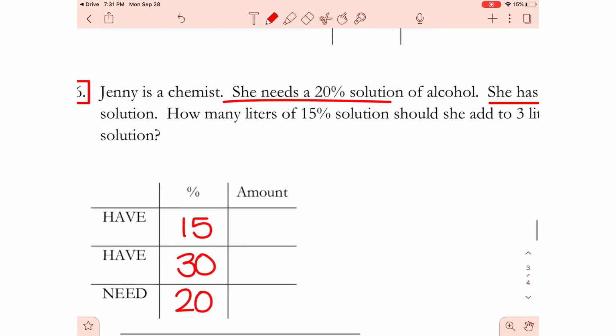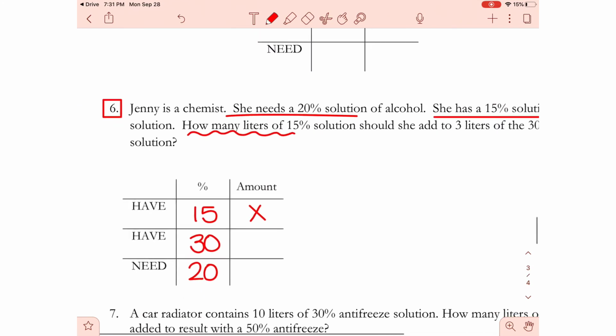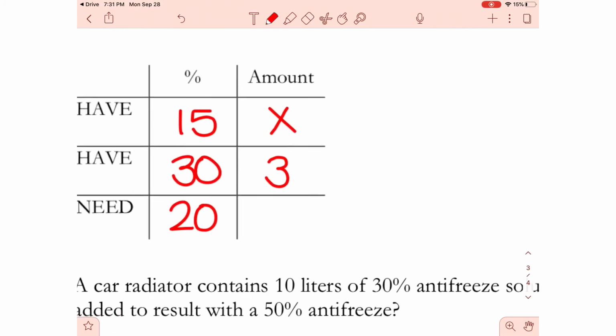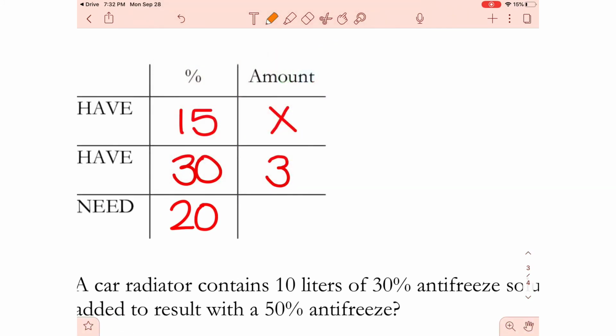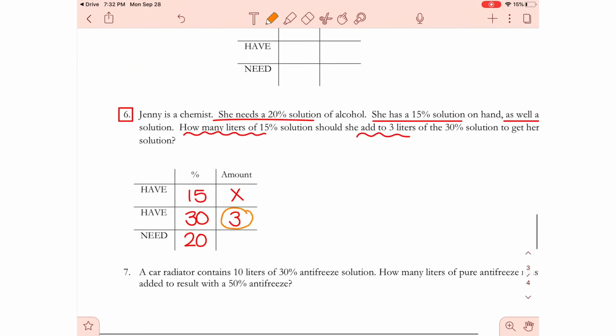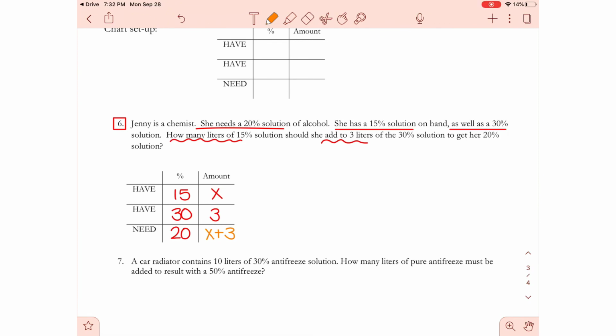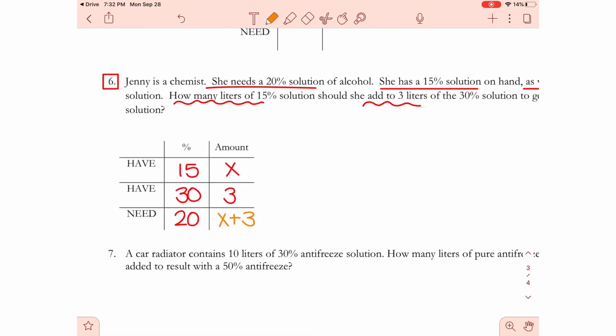It says how many liters of the 15. So that we don't know. I'm going to put an X there. Should she add to 3 liters of the 30? All right, so then what do we do for the amount for the needs part? Well, think about it. If I pour 3 liters of the 30% into a bucket and I mix it with X amount of liters, then the total I'm going to have is X plus 3. So you just add the amounts together for the need part. And it's always going to be like this. It's like the same thing every time.